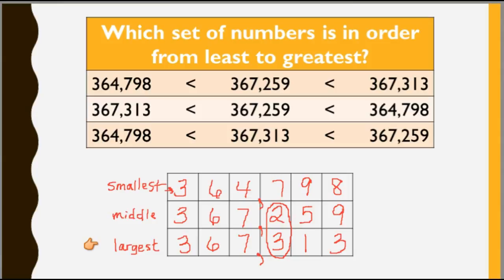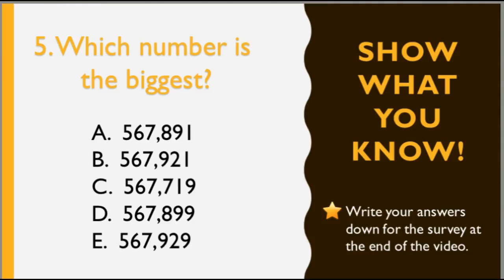Awesome. Okay, so now you get a chance to show what you know one more time, okay? So which of these is the biggest? This is number 5 on your survey. You're going to write your answer down on your paper. Remember, you have that paper that has number 1, 2, 3, and 4. Write number 5 down, and you're going to write down which number is biggest. Is it A, B, C, D, or E? You're going to only need the letter answer.